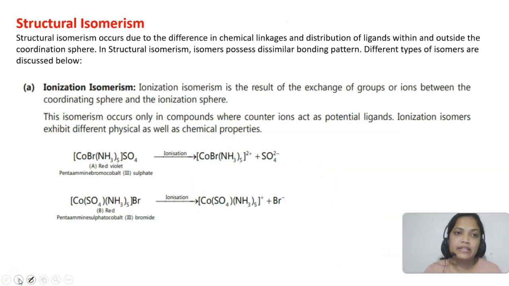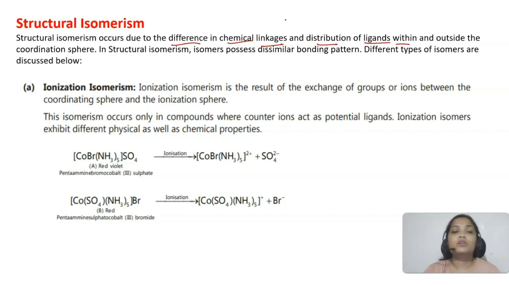As we have already discussed, students, structural isomerism occurs due to the difference in chemical linkages and distribution of ligands within and outside the coordination sphere. Basically the formula will be the same. You will find the same number of atoms, the molecular formula will remain the same, but there would be a difference in chemical linkage, that is, how those atoms or molecules are linked to your central atom and how the ligands are distributed inside or outside the coordination sphere. So we'll be considering both, inside and outside the coordination sphere as well.